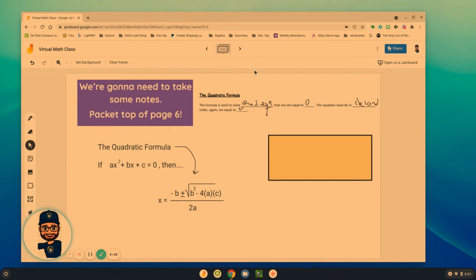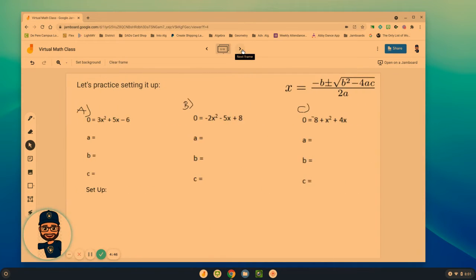Now, how does this work? So we're going to go to the next slide and look at an example. And there's 3 of them on here. And don't worry, we're going to go one at a time, and I'm going to help you with letter A, and then we'll slowly let you work on B and C.